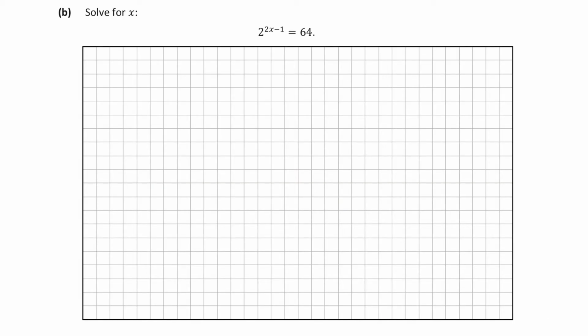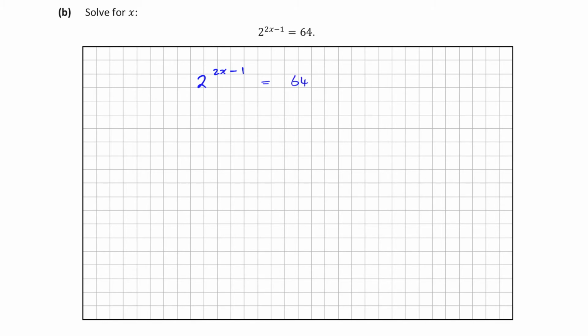So part B. In part B, we can see that we've got solve for the value of x. So we've got an equation where we're trying to find the value for x. And we can see with this equation that we're using algebraic indices. Okay, so this is an algebraic indices question. So we'll just write that out: 2 to the power of 2x minus 1 is equal to 64.